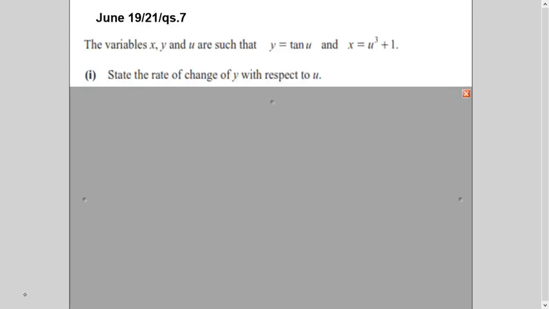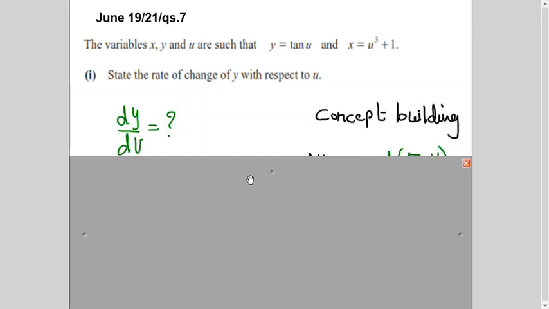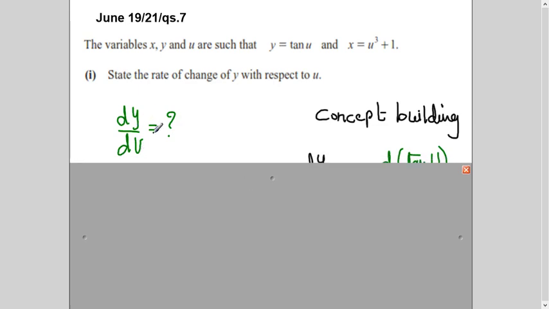So let's begin with the question. The question has three variables, x, y, and u, and two equations. So y and x equations are connected with respect to u. First part of the question is saying, find the rate of change of y with respect to u. Now, rate of change of y with respect to u, what does it mean? You need to understand the term. It means dy over du, right? Now, it means you have to differentiate y with respect to u. So you will differentiate this equation with respect to u.